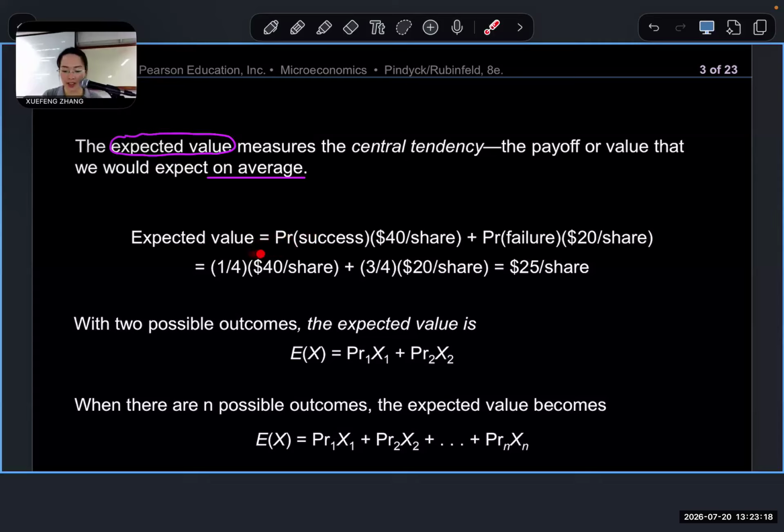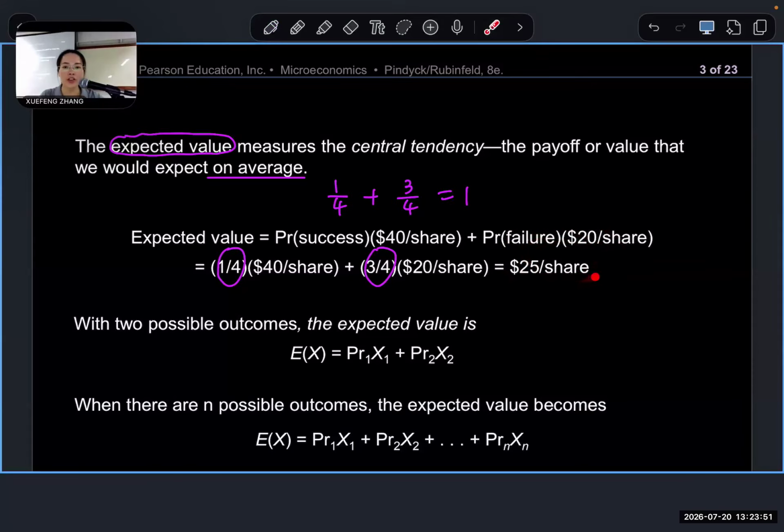Okay, so here the probability for success is 1/4 times 40 plus failure, which is 1 minus 1/4, right? Because 1/4 plus 3/4 equals 1. That's why you have 1/4 here and 3/4 here. Okay, you use your calculator, you're gonna get 25 shares. This is the expected value.